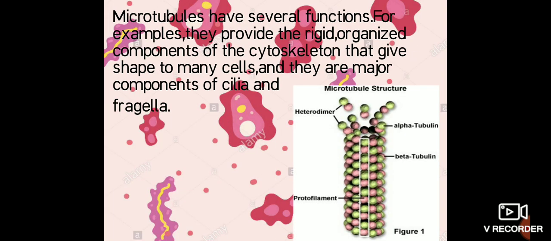And we have microtubules. Microtubules have several functions. For example, they provide the rigid organized component of the cytoskeleton that gives shape to many cells. And they are major components of cilia and flagella. And we have also a picture of it.